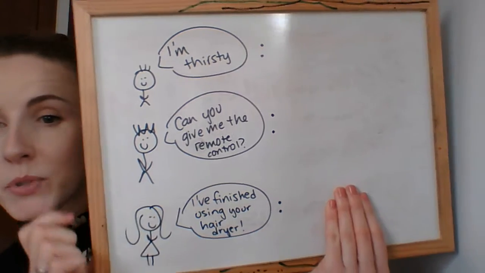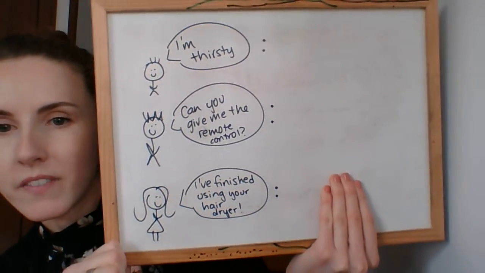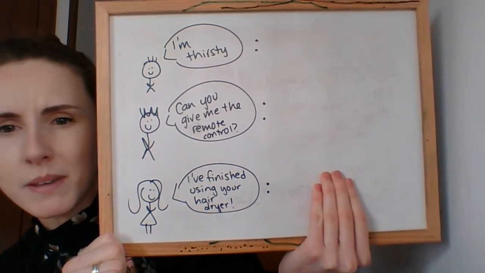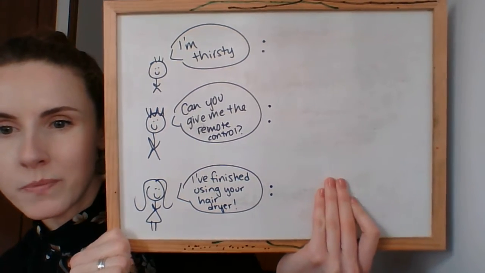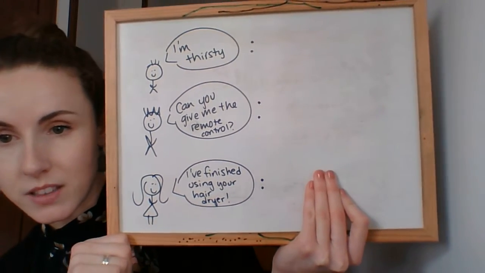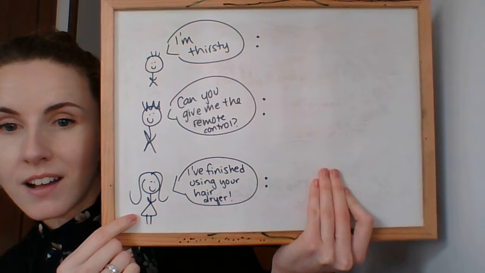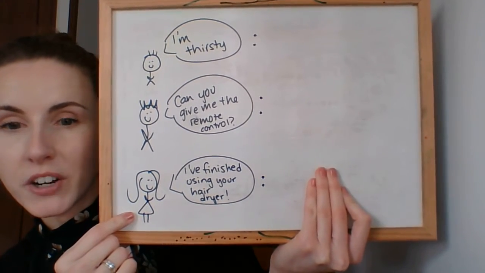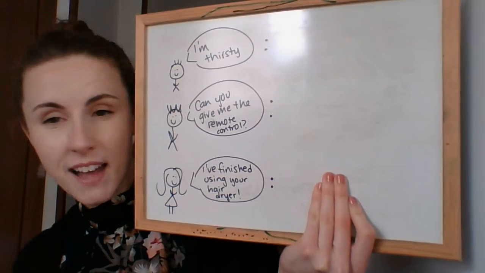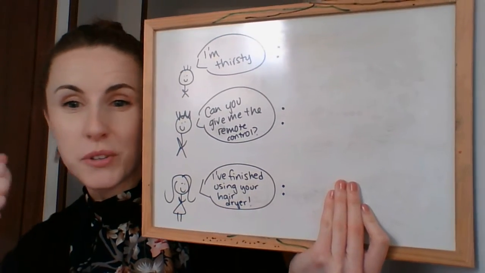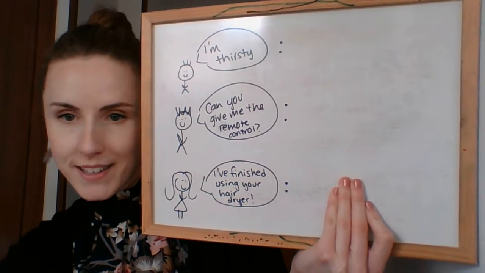This is my husband. I'm sorry, I'm not a very good artist when I have to draw fast. My husband asked me, "Can you give me the remote control?" That's what you use to change the channels on the TV. And this is my mother-in-law, and she said, "I finished using your hair dryer." Hair dryer is that gadget you use when your hair is wet and you dry it, okay?